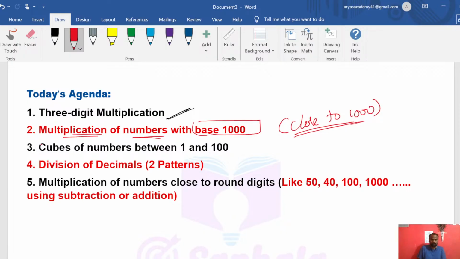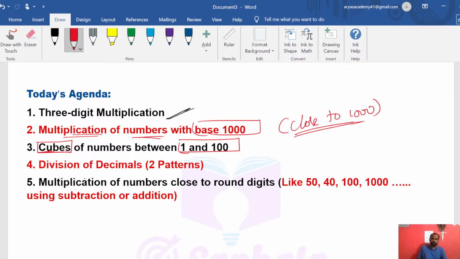Okay, and then we'll be covering cubes, but for the numbers between 1 and 100. So we'll calculate the cube value in a very small amount of time. We will see what is the trick behind the calculation of cube values between 1 and 100. There are 4 types of tricks for that particular topic. So we will cover all the tricks for calculating cubes of various types of numbers.